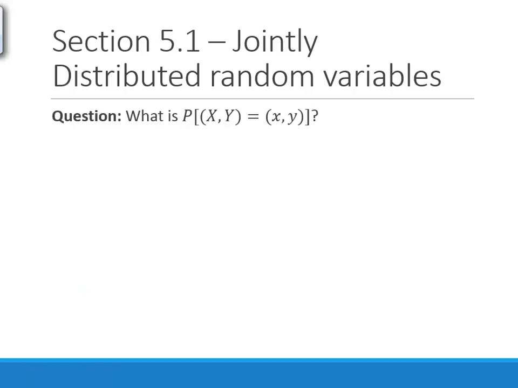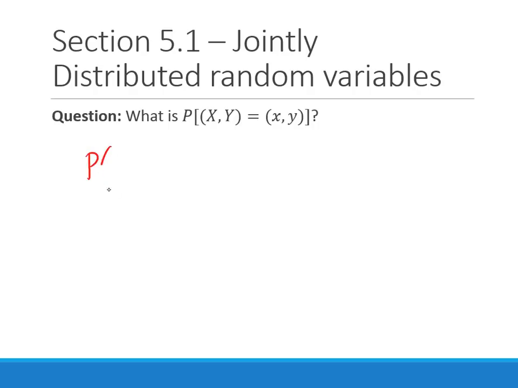Just a quick question before we turn the page. What's the probability that my pair XY is equal to some other single value? Anybody have an idea? Zero, yes, exactly. Same idea as before. Probability in this case corresponds to volume. So if you think about the volume underneath the joint PDF at a particular point, there's no volume there.